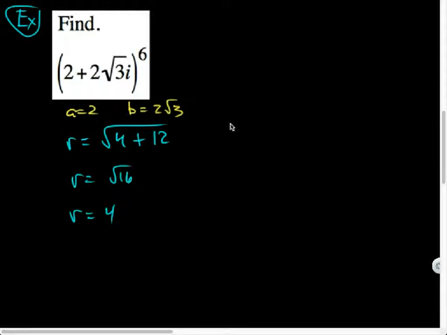And let's see, I can do some theta. I'm going to use my clever arctan version 1. Arctan.